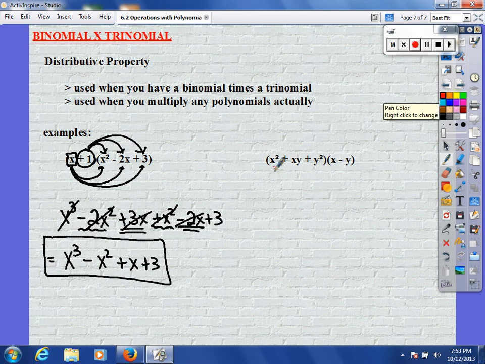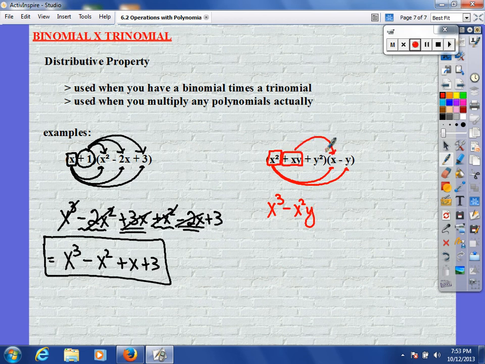Last one. This one actually works out really nice when it's a trinomial times binomial. What we want to do is take this first term and distribute it through the little bubble. And so what we get is x cubed minus x squared y. Then we do the same thing with the positive xy and distribute there. x times x is x squared, and I've got that y. Then I've got a positive times negative, so negative. Don't forget to look at that. And then you've got xy squared. y times y is y squared.